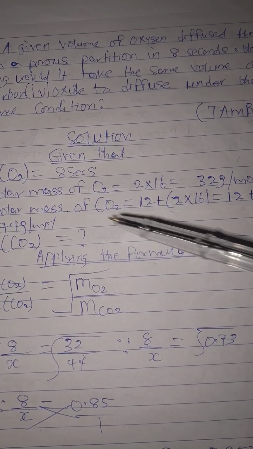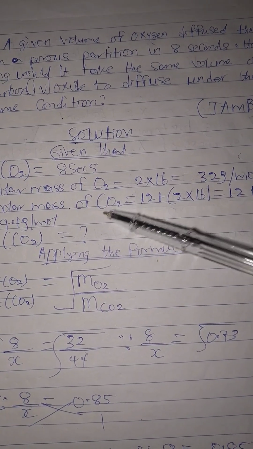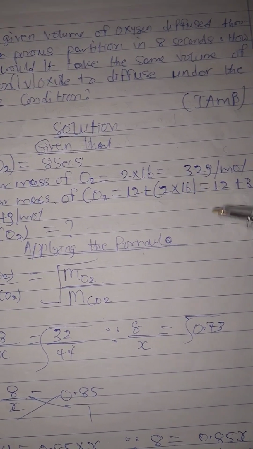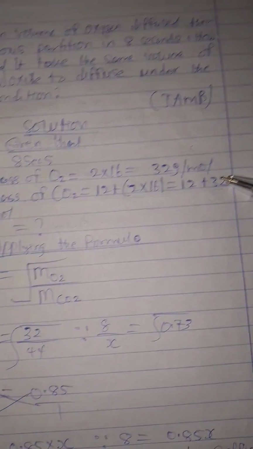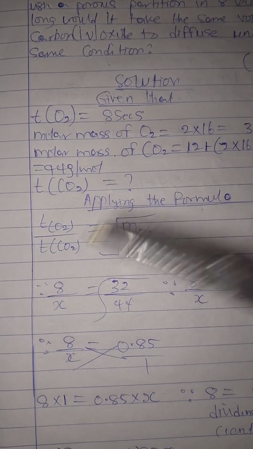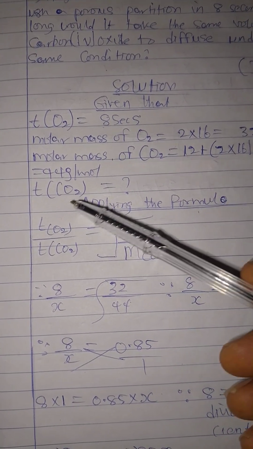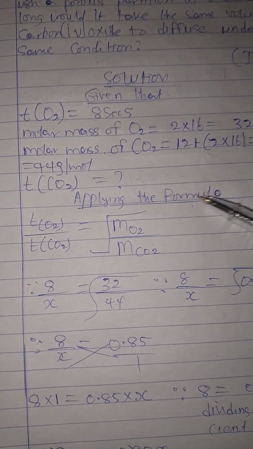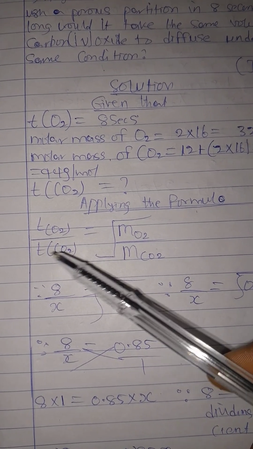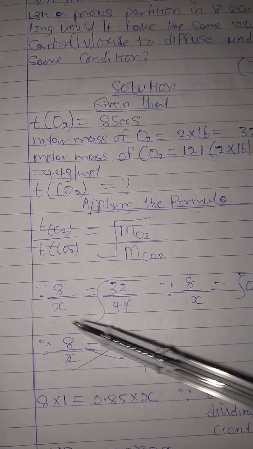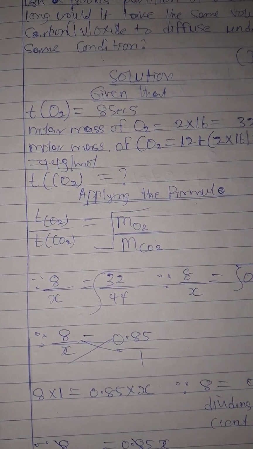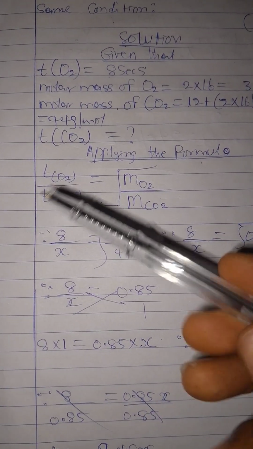Now what's the molar mass of carbon dioxide? The molar mass of carbon is 12 plus the molar mass of oxygen, 16 times 2, which is 12 plus 32, equal to 44 grams per mole. So we have to find the time of diffusion for carbon dioxide. Now applying the formula, time for oxygen gas over time for carbon dioxide is equal to the square root of molar mass of oxygen gas over molar mass of carbon dioxide.